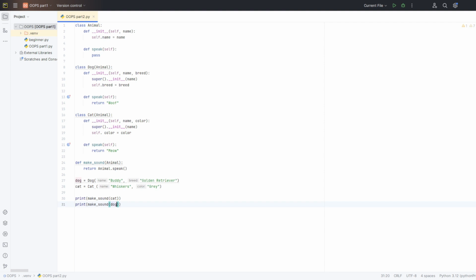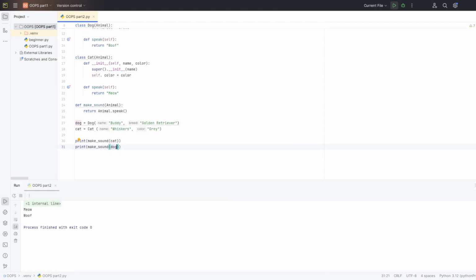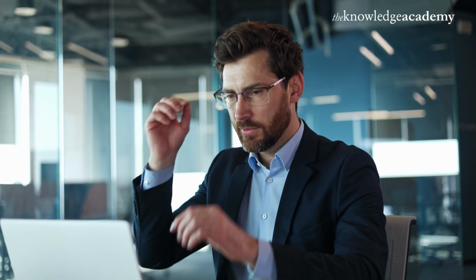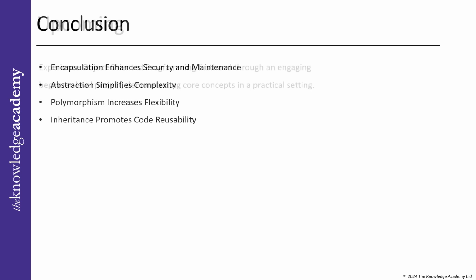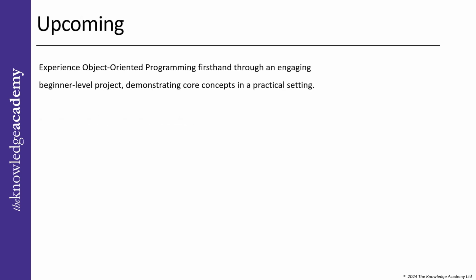This demonstrates how polymorphism allows us to write code that can work with objects of different types, promoting code reuse and flexibility. That wraps up our discussion for today's video on object-oriented programming using Python. We've explored the fundamental concepts of object-oriented programming, delving into encapsulation, abstraction, polymorphism, and inheritance. In the next part of our series, we'll embark on an exciting beginner-level project that will vividly demonstrate the concepts of object-oriented programming in action.